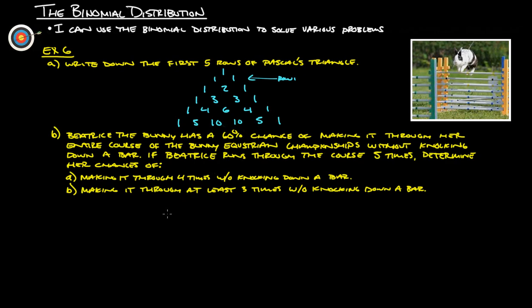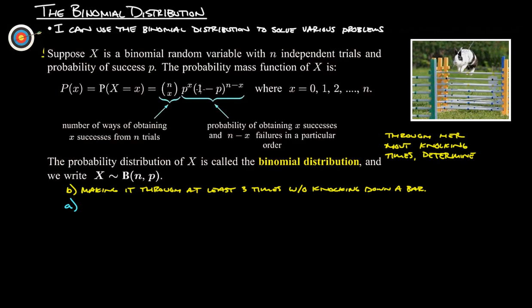Okay. Now, again, back to Beatrice and her bunny jumping over the bars, trying to not knock them down, right? So making it through 4 times without knocking down a bar is what we're trying to figure out. Okay, so this is actually where this formula from the previous page is going to start to hopefully make a little bit more sense, okay?